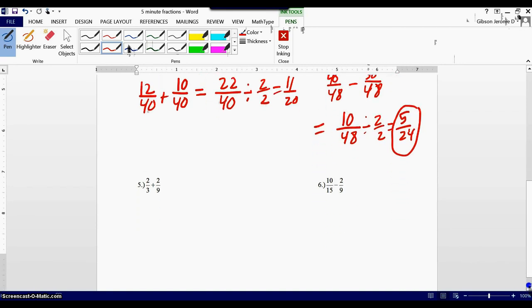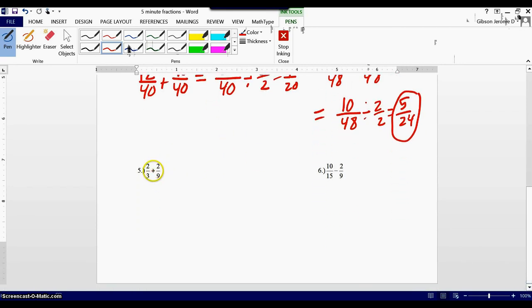Now let's scroll down here to the last 2 problems. Now again, we multiply our denominators. We take 3 times 9, which is 27. So we know our new denominator is 27. Since our denominators change, that means our numerators must change. So we would cross multiply. 2 times 9 is 18. That will give us our first. And 3 times 2 is 6. That will give us our second.